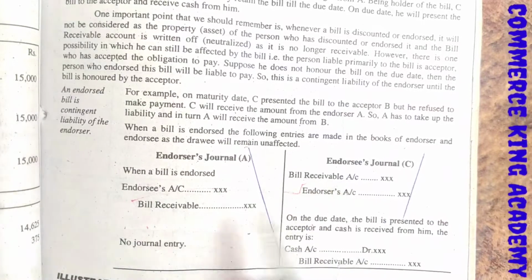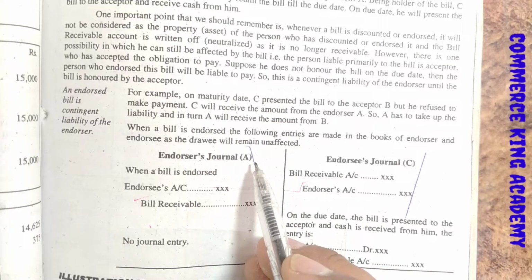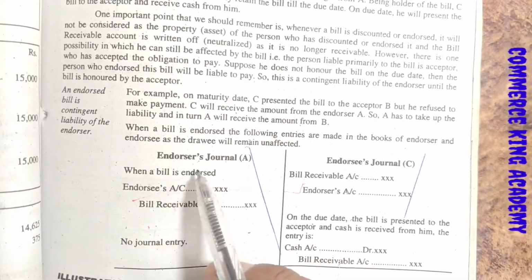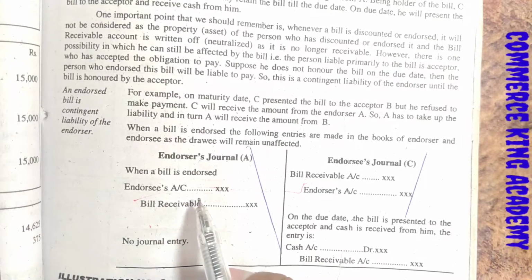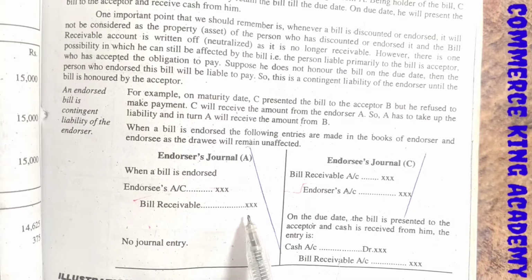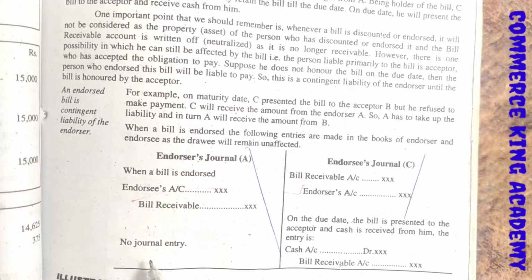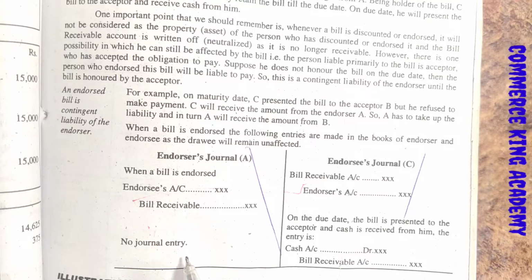So you can see here, when the bill is endorsed by Mr. A, the journal entry in the accounts of the endorser, Mr. A, would be: endorsee account debited, bills receivable account credited. Okay, and on maturity date, no journal entry will be in the journal of the endorser.